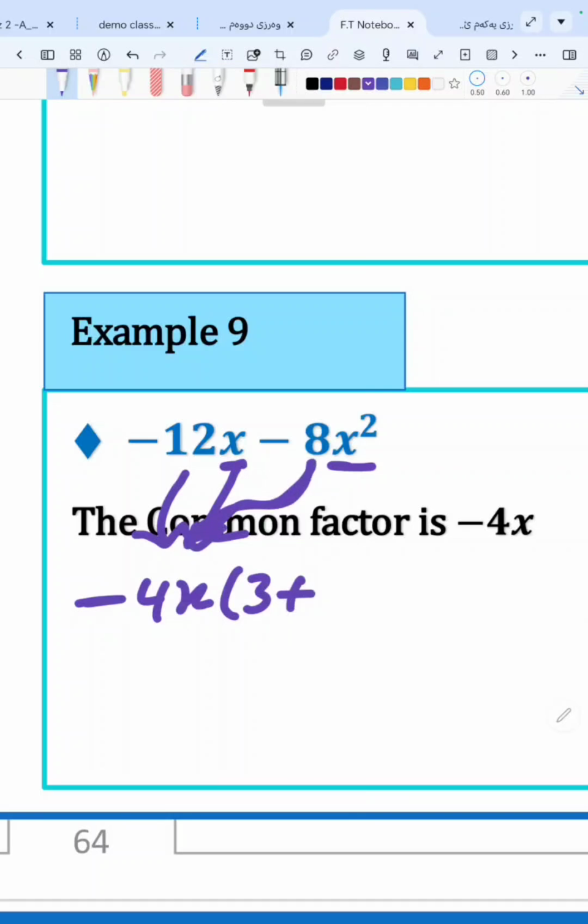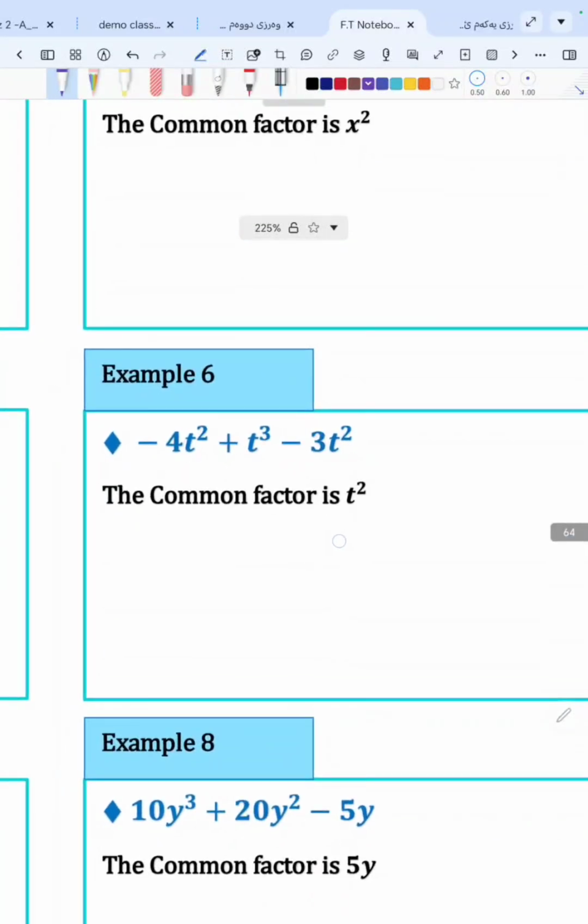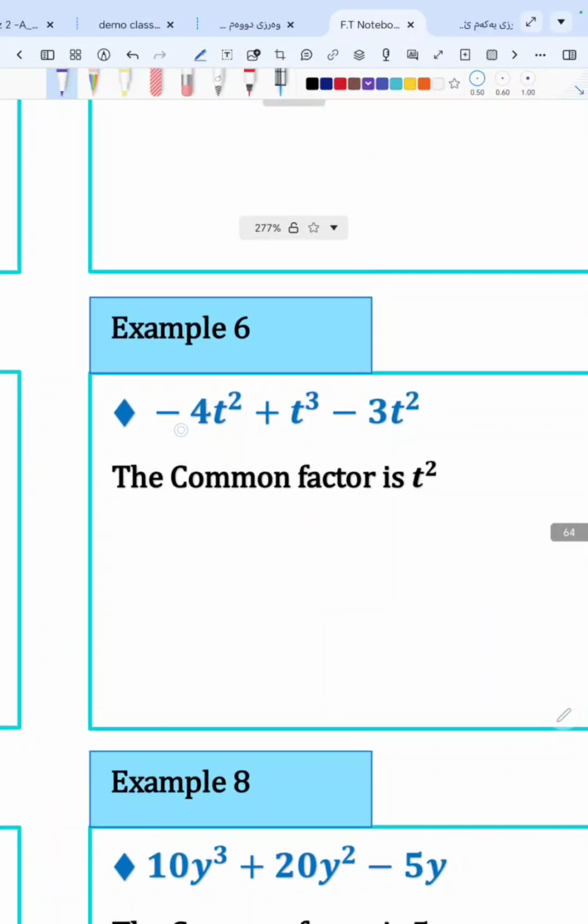8x power 2 divided by 4x will be 8 divided by 4, 2, and x remains. Okay, in this example, I have negative 4t power 2 plus t power 3 minus 3t power 2. Can I say negative is a common? No. So what about the numbers? Between 4, 1 and 3, it's 1. And it doesn't matter if it is 1, so you get the same thing.